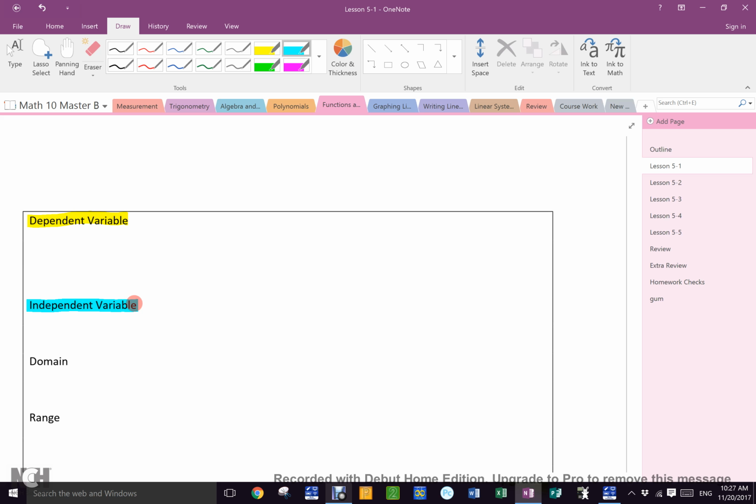So the easiest way to do this isn't to define it. The easiest way to do this is to use examples, all right? So the first thing I'm going to do is write this down. I abbreviate this as DV because I'm lazy, which means I abbreviate that as IV. Everybody cool? All right. Now, again, I'm going to use examples, okay? This is always a good one.